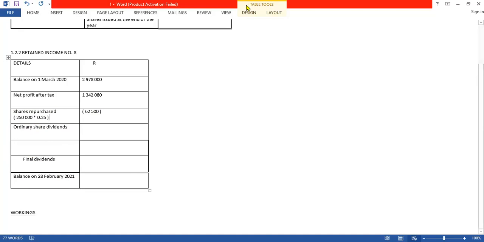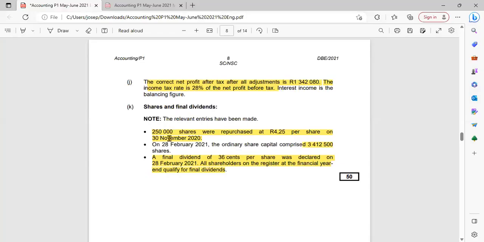Let me share my question paper with you guys. About the dividends, they said a final dividend of 36 cents per share was declared on 28 February 2021. All shareholders on the register at the financial year end qualify for dividends. So out of the shares that we had, we subtracted 250,000 shares and we are left with 3,412,500 shares, right? Meaning before the repurchase we had 3,412,500 shares plus 250,000 shares.